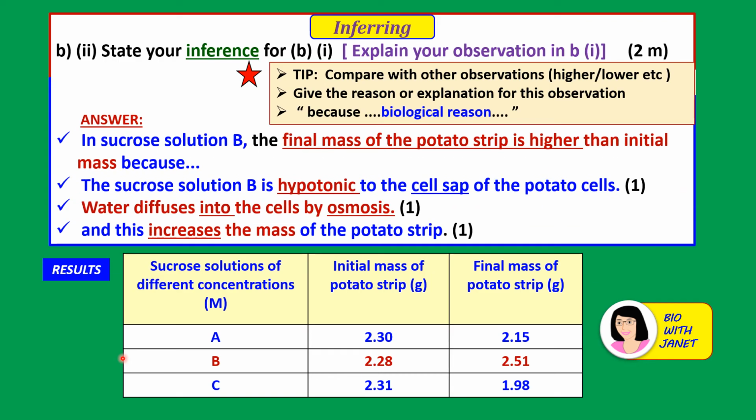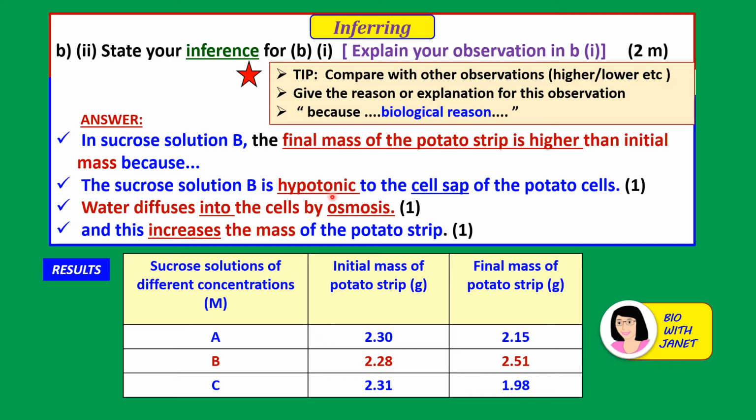Right, let's look at the results. So in sucrose solution B, the final mass of the potato strip increases or becomes higher after soaking. So this part is just to lead you to give the reason. So there may be no marks for this part. There may be or there may be no marks. So let's look at the reason, which is very important.